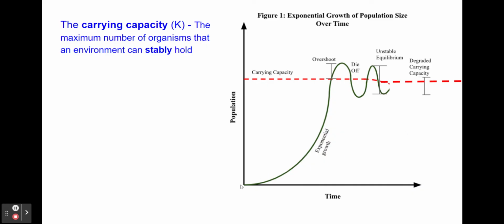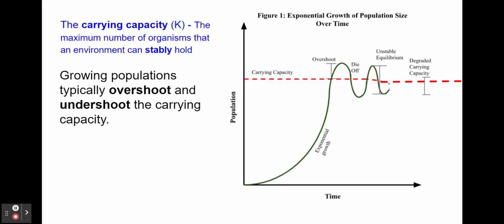I'd like you to sketch this wiggly green line. I'd like you to label the part that shows exponential growth. I'd like you to draw the red dotted line right around the center of the fluctuations, label it carrying capacity, and I'd like you to label your axes. Your y-axis is population or population size, and your x-axis is time. Go ahead and sketch this on your paper now.